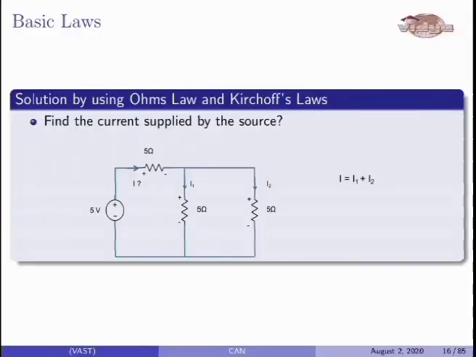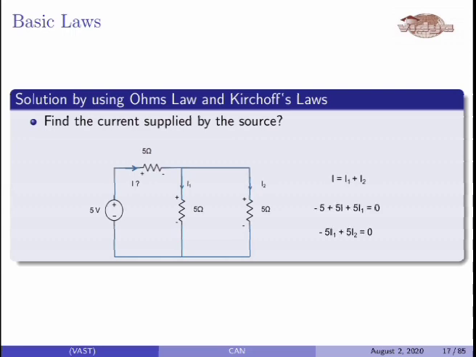Thus our first equation is I is equal to I1 plus I2. It is nothing but the Kirchhoff current law. In this problem there are three variables: I, I1 and I2. We need three equations. We obtained the first equation as I is equal to I1 plus I2. The next two equations we will obtain by using Kirchhoff voltage law in two loops. So in the first loop you can write the Kirchhoff voltage law as minus 5.